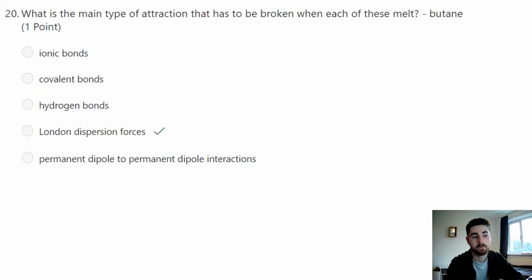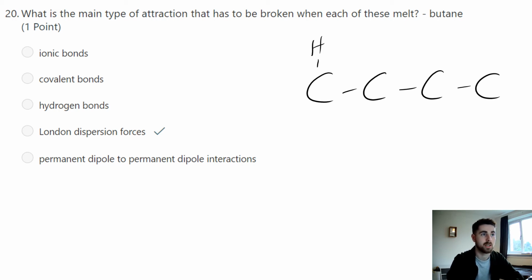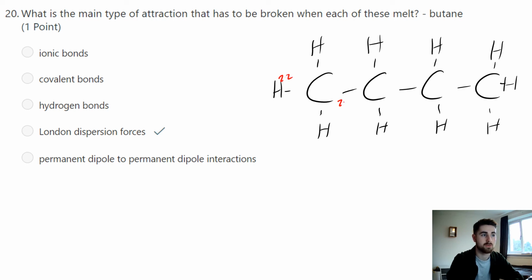Okay, question 20, we have butane. So we have a 4-carbon chain, and it says ane at the end of the name, which tells us that it's an alkane, which means it contains all single bonds. So we've got to have 10 hydrogen atoms surrounding this 4-carbon chain. The electronegativity of hydrogen is 2.2 and carbon is 2.5, so quite similar in electronegativity, but not identical, so we've got a slight dipole being formed.